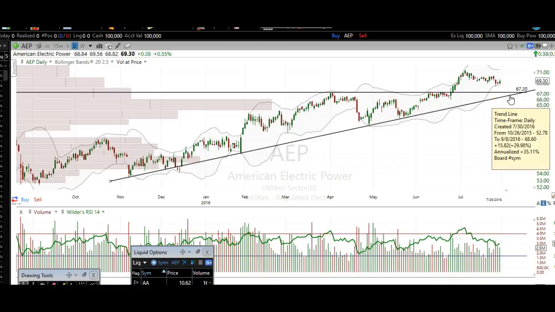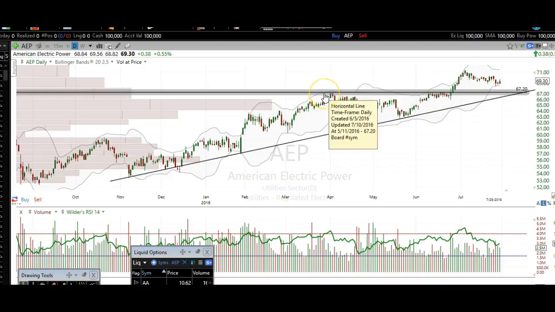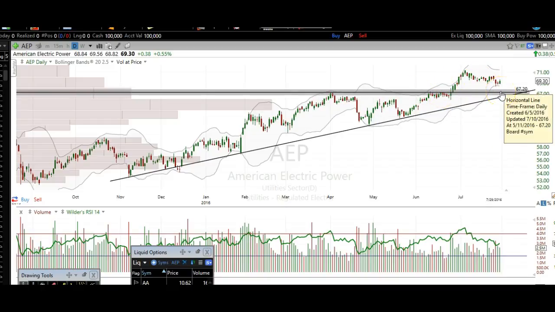And the beautiful thing about this is that it's lining up perfectly with this support. You can see that this $67 was resistance, several candles here, several candles here. So now that we're above it, that's going to be support. So we've got the uptrend line lining up perfectly with this support. So I think that AEP gets a nice little bounce from that $67 level.